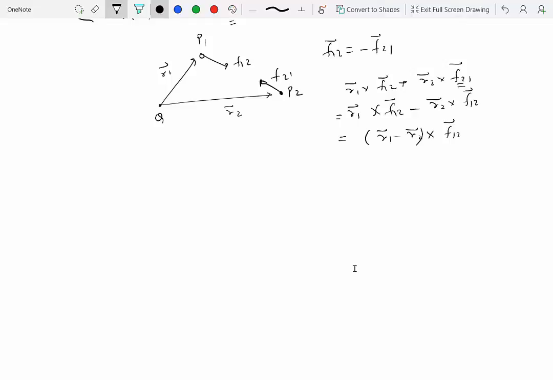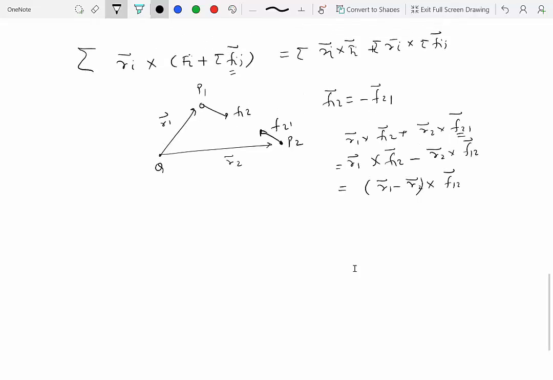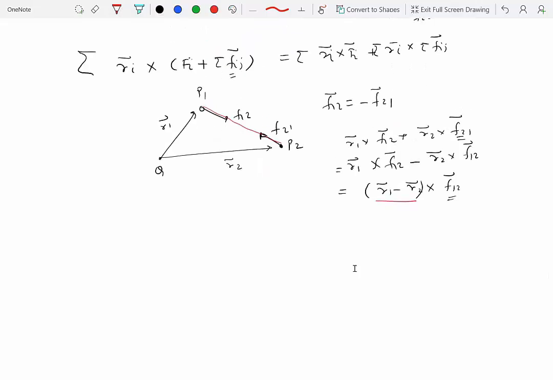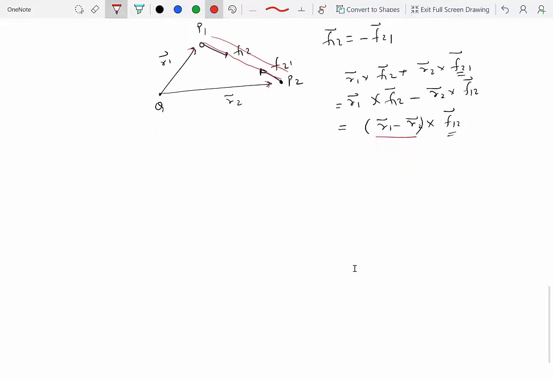Now let's look at this term. Does this term equate to 0? It turns out it does, because F12 is acting along this direction, right? That's the direction F12 is acting. And R1 minus R2 is this difference vector, which will also lie along this direction. This is R1, this is R2. So the difference is basically nothing but the vector joining P1 and P2. So both of them are always going to be pointing in the same direction. And that means that this quantity is nothing but 0, right?